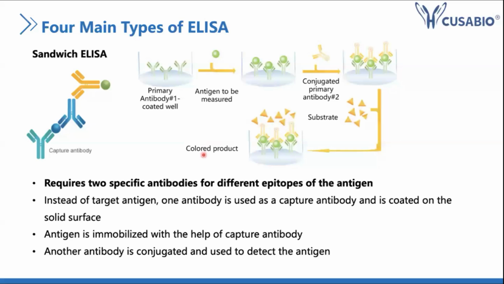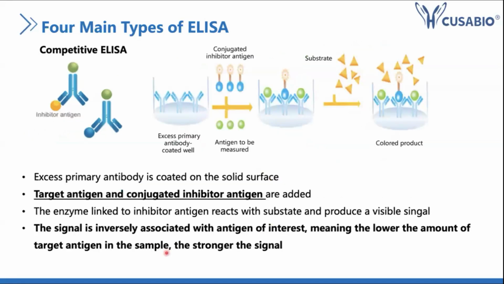So the idea here is that the antigen is not directly immobilized on the solid surface. It's immobilized with the help of the capture antibody. Then you will have the signal with these two primary antibodies. Compared to this one, the last one is slightly different. Instead of using two primary antibodies, you need to have two different antigens. So the target antigen and also the conjugated inhibitor antigen.